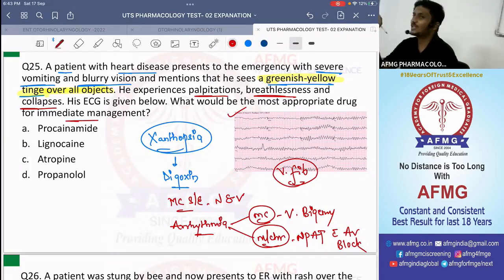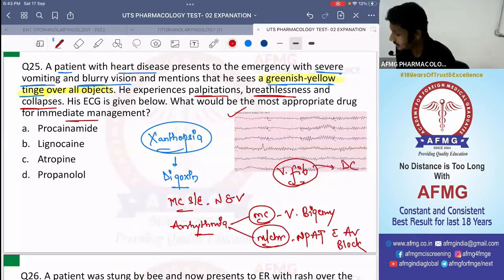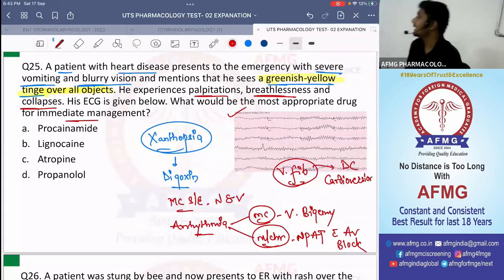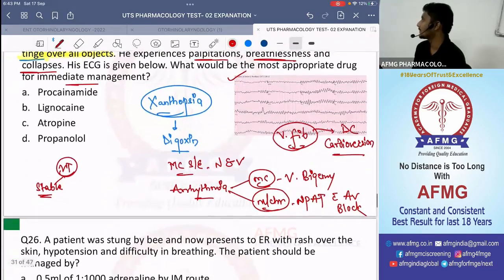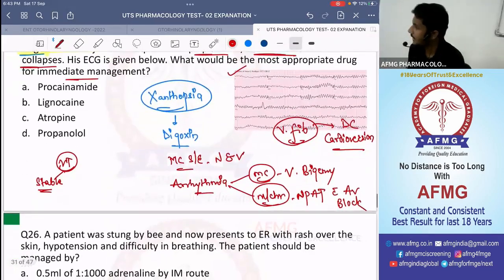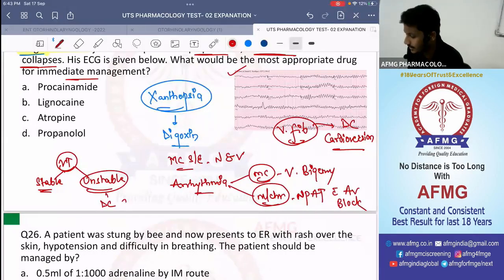Here the best answer would have been, as it is ventricular fibrillation, always and always DC cardioversion. The answer is always DC cardioversion. In VT, if the patient is stable, that means his BP is not falling, then you can go for drugs. But if the patient is unstable, again in cases of unstable VT also the treatment is DC cardioversion.